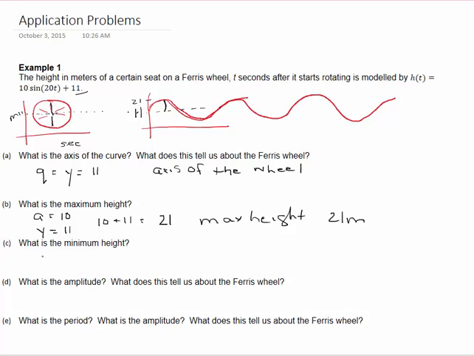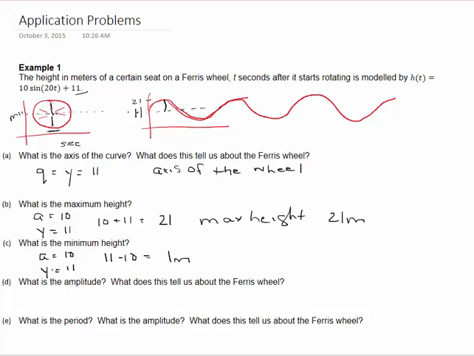So our minimum height works much the same way. Our amplitude is 10 units, the middle is 11, but this time we must subtract. So our lowest point must be 1 meter off the ground. And that makes sense because when you're on a Ferris wheel and you're spinning around and around, they're not going to have the wheel touching the ground. There's always going to be some distance here so that there's no injury.